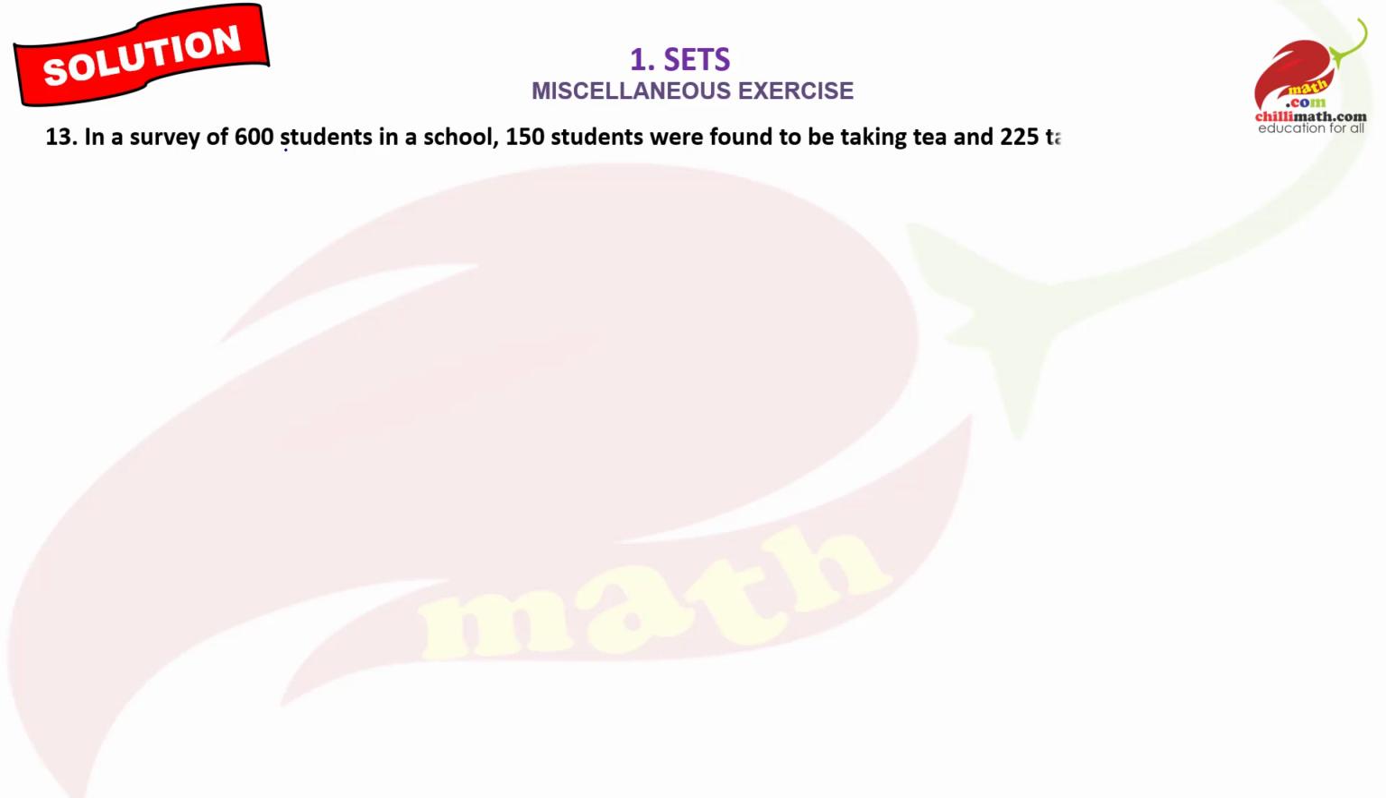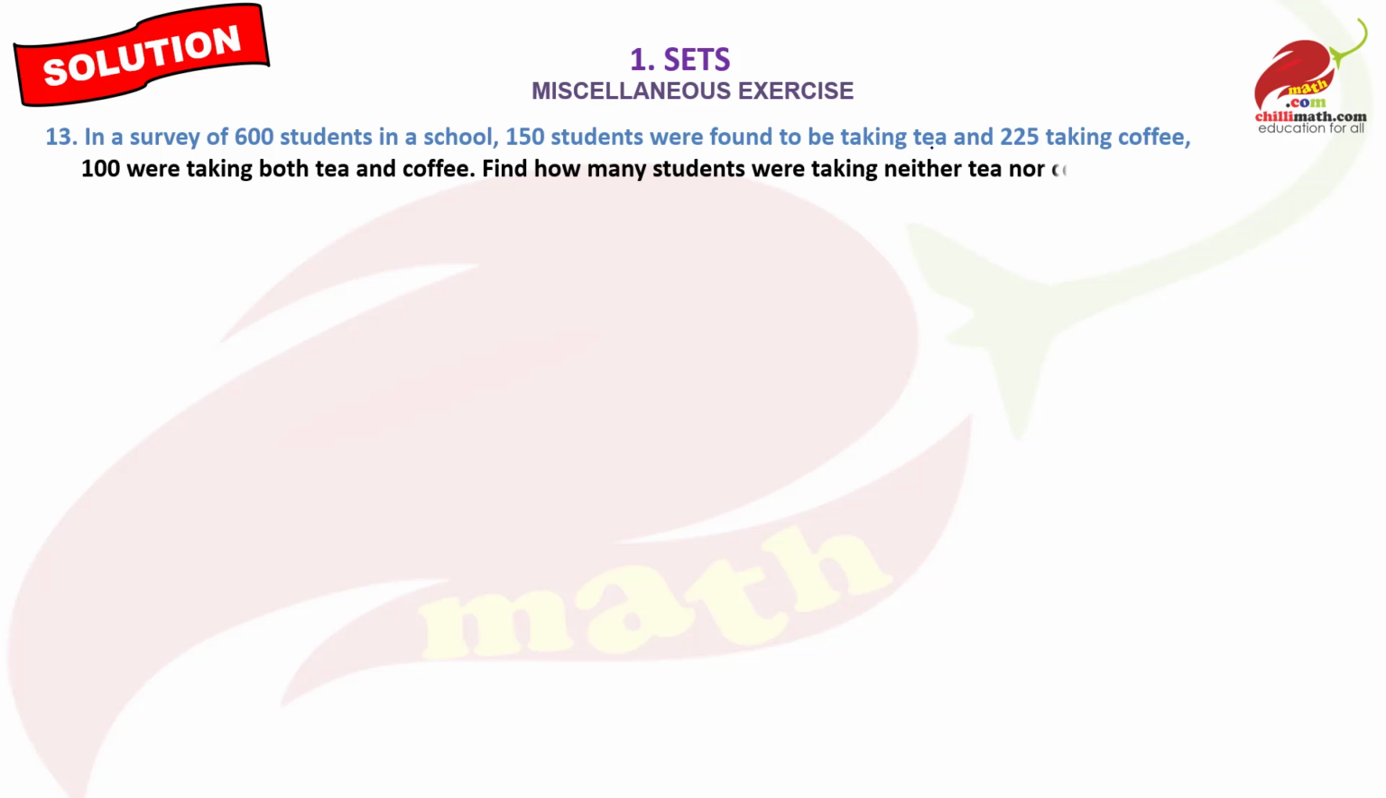13th question is, in a survey of 600 students in a school, 150 students were found to be taking tea and 225 taking coffee. 100 were taking both tea and coffee. Find how many students were taking neither tea nor coffee. So there are two methods, either by using formula or by using Venn diagrams. You can solve these type of sums.